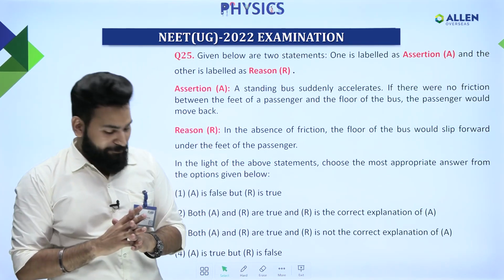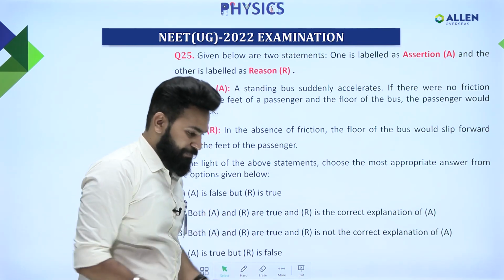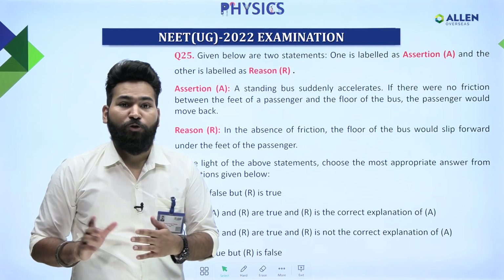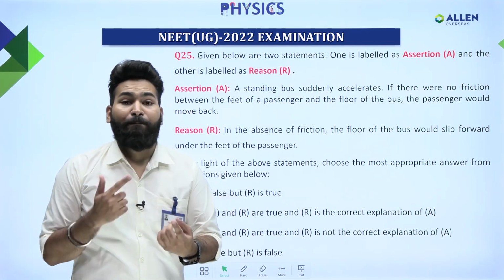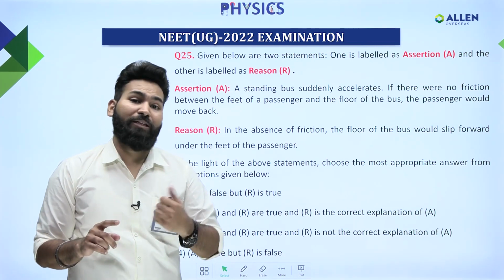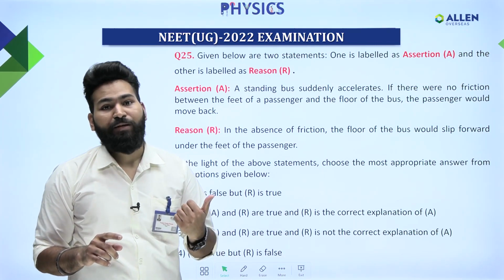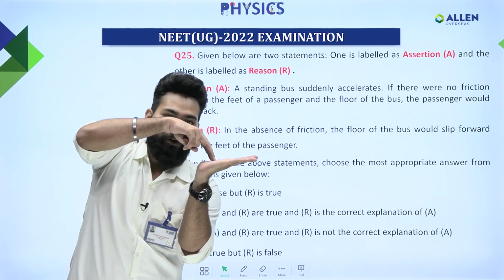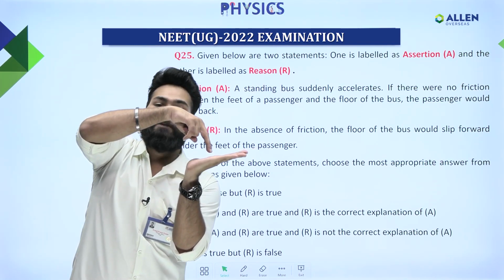Just think about it: when you are standing like this and the platform starts moving, the only force responsible for moving you in the forward direction is friction. But if friction is not there, there is no force which will drive you in the direction of the motion of the bus. So if there is no friction, the floor of the bus will just start moving in the forward direction and you will be at the same position.